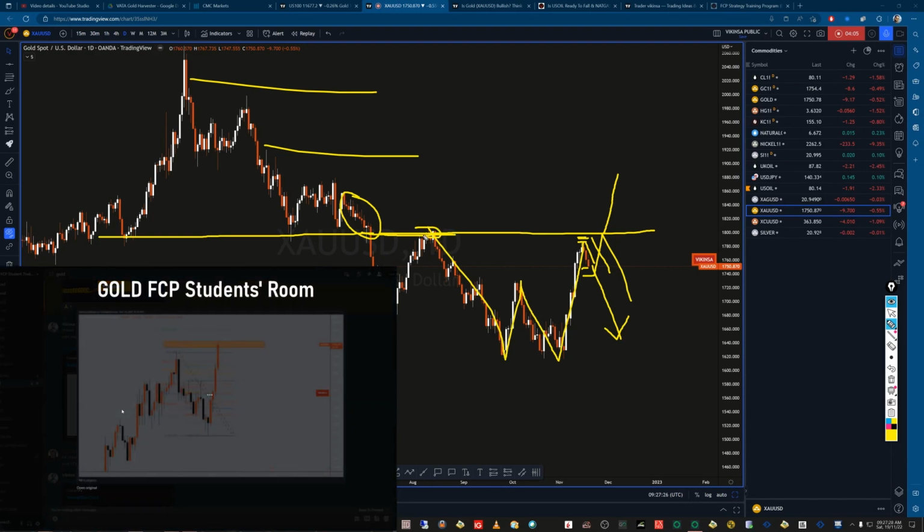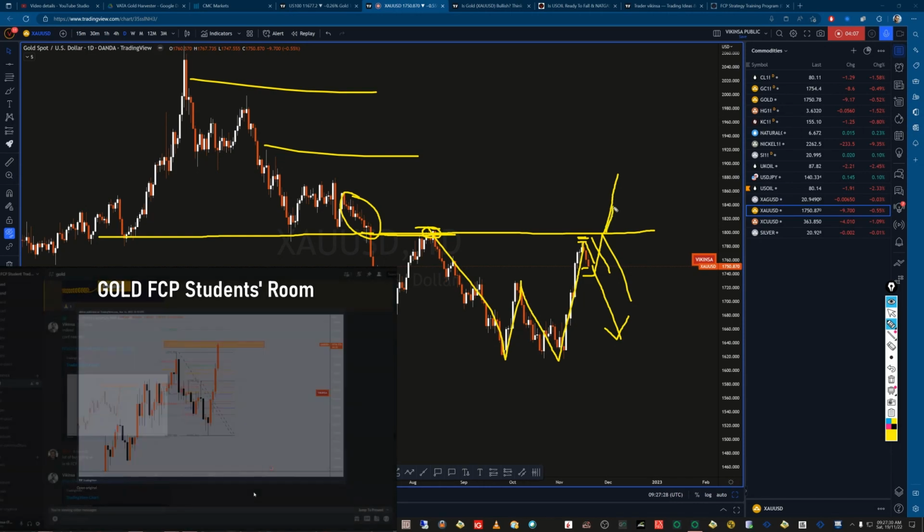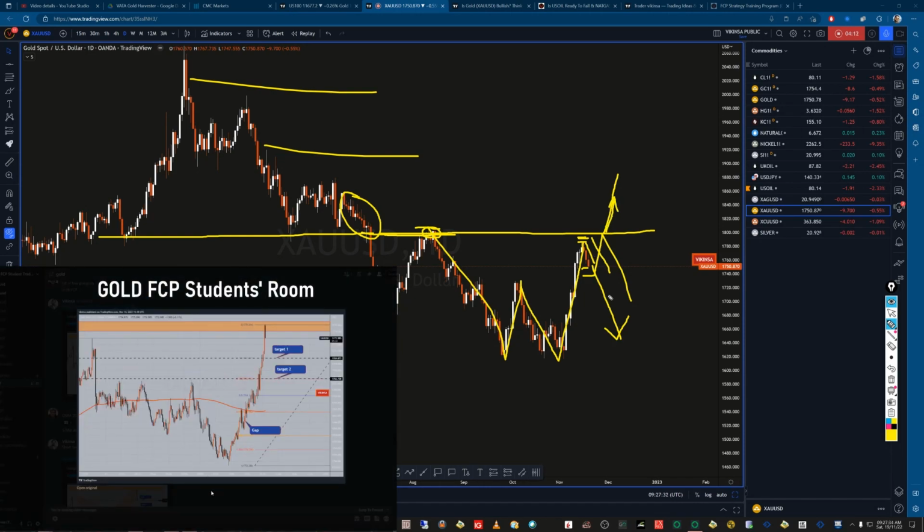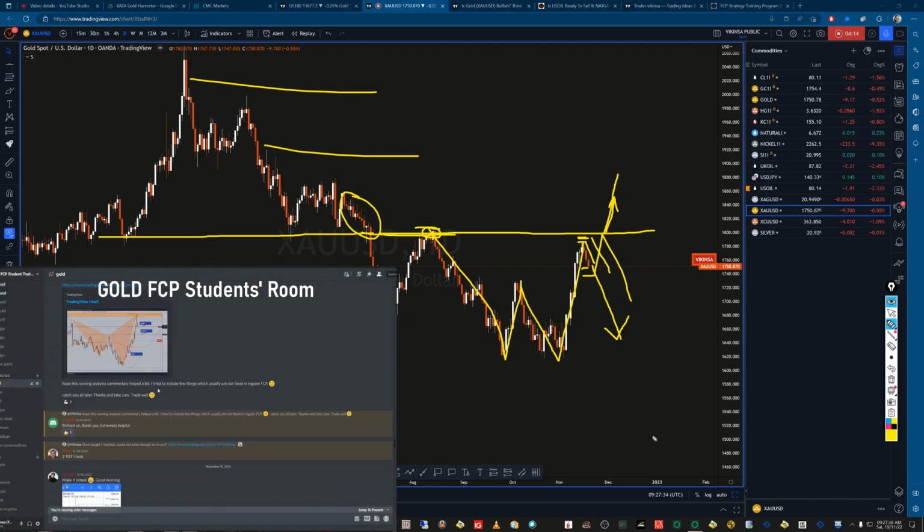So if the market goes above this region, and if we get a confirmation, then we will look for a long. Otherwise we are still short. Our bias is towards the bearish side.